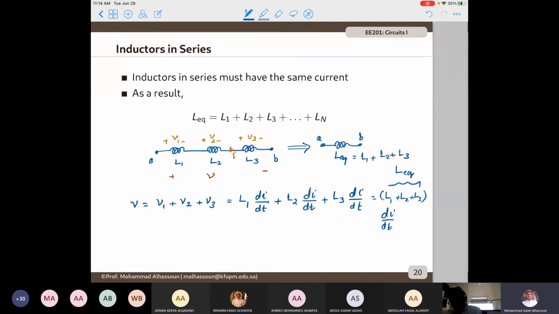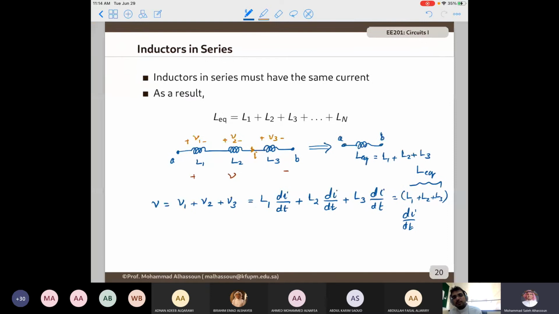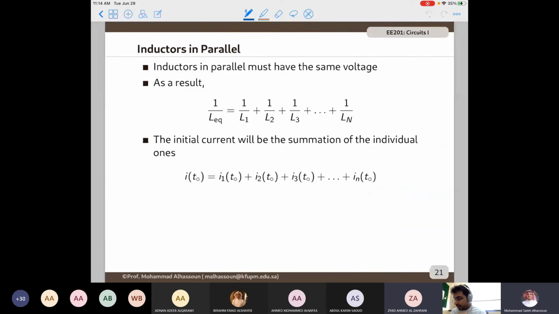So you can see here that if we have inductors connected in series, then the equivalent inductance will be the summation of the individual inductances. Ziad? Can we use a voltage divider here? Yes. Okay, good.